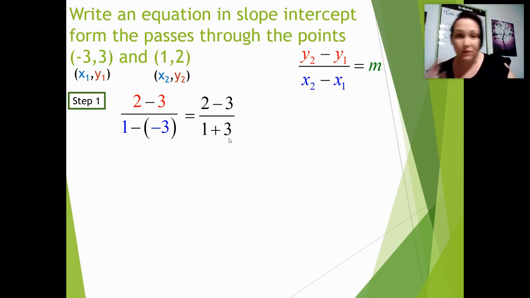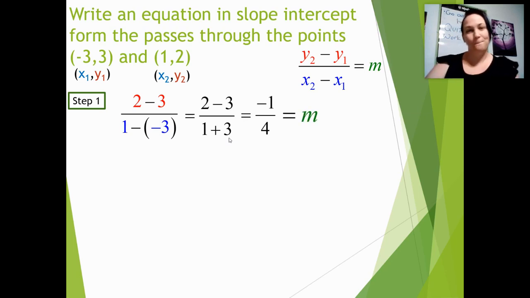Now we do a little bit of math, right? 2 minus 3 is -1, and 1 plus 3 is 4. And that is my slope. And so that concludes the first half of this problem. Now we're not done. We just completed the first half. When you're ready, let's start the second half.